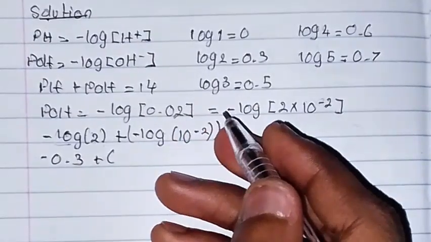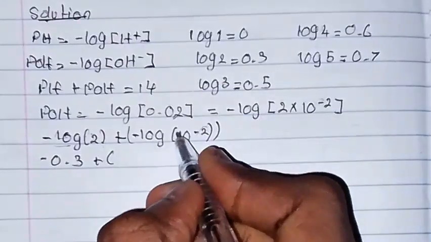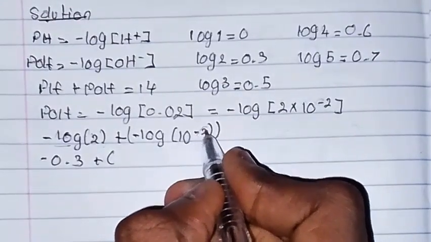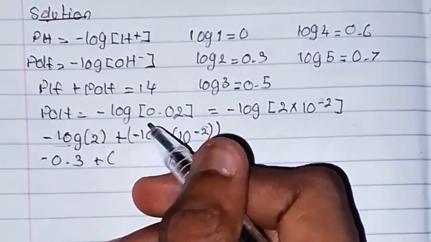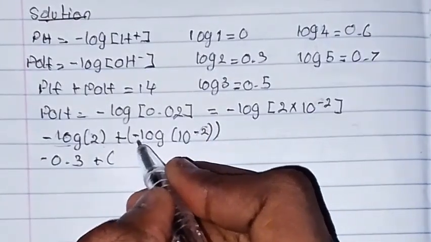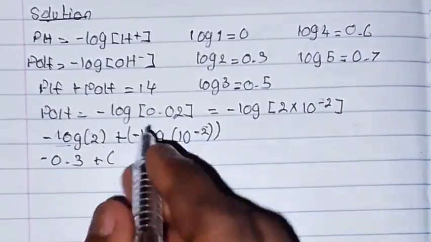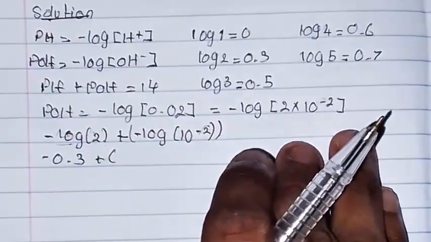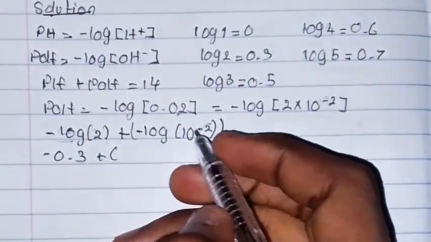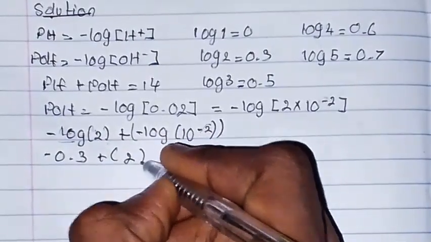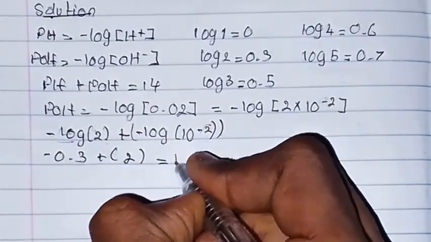Now you can solve this one without a calculator. This power here, you just have to pick it. The reason is that minus log 10 to the power of minus 2 is the same thing as minus 2 log 10. Log 10 ordinarily is 1. Minus 2 times minus 1 eventually gives us 2. So whenever you have your concentration in standard form and it's split like this, just pick the positive value of the power and add it. So plus 2. What we have left is minus 0.3 plus 2, which is equivalent to 1.7.